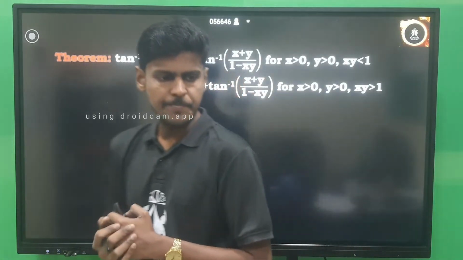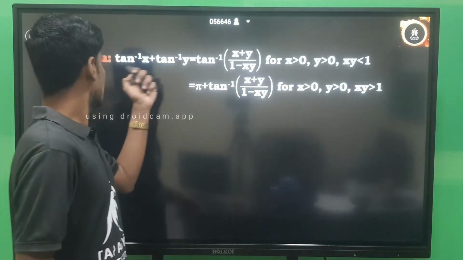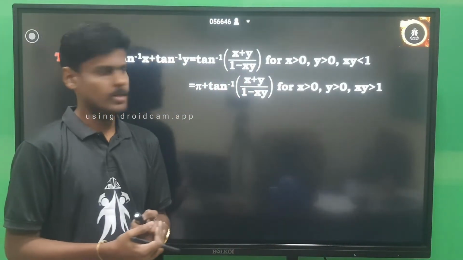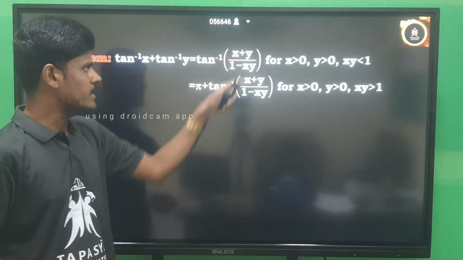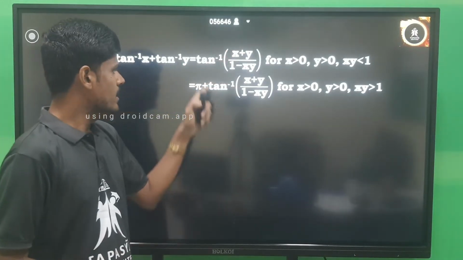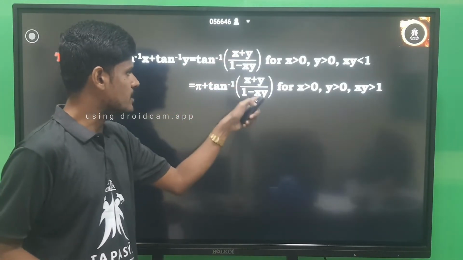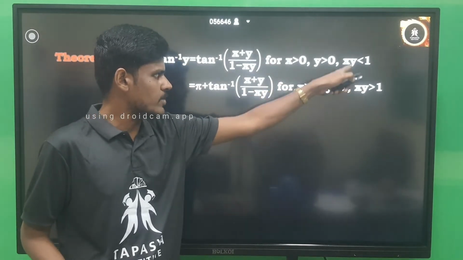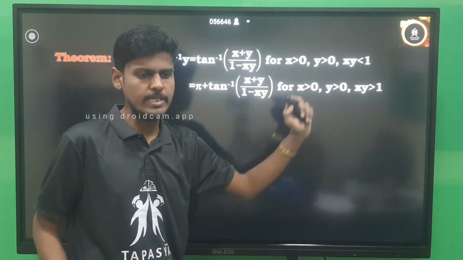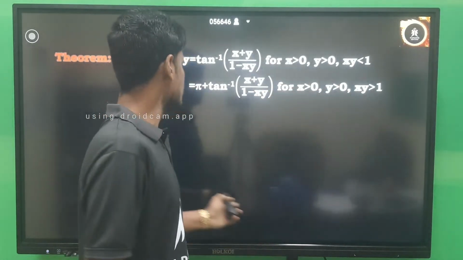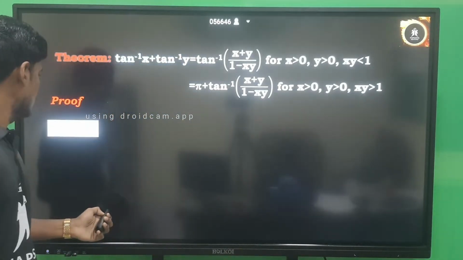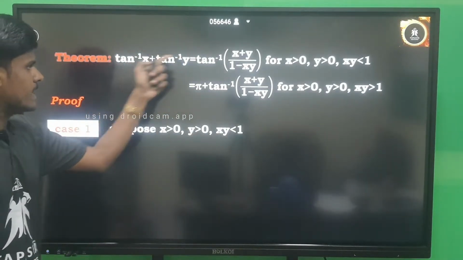Next, we will discuss the proof for this. Tan inverse x plus tan inverse y is equal to tan inverse of (x plus y) by (1 minus xy), as well as pi plus tan inverse of this. The only difference is xy is less than 1 in the first case, and xy is greater than 1 in the second case. First, we will take the first condition.